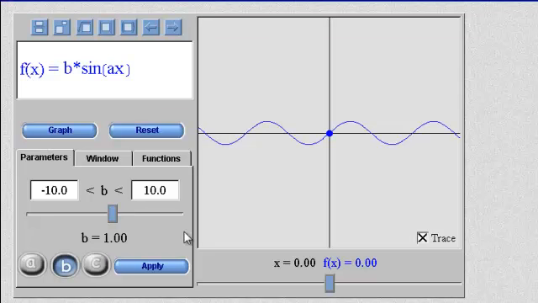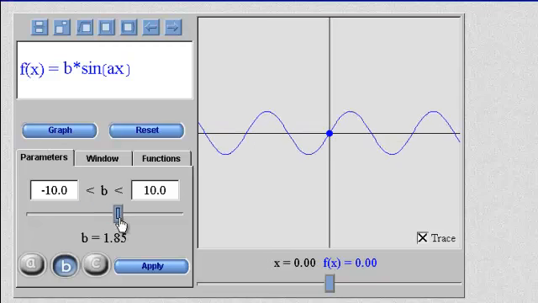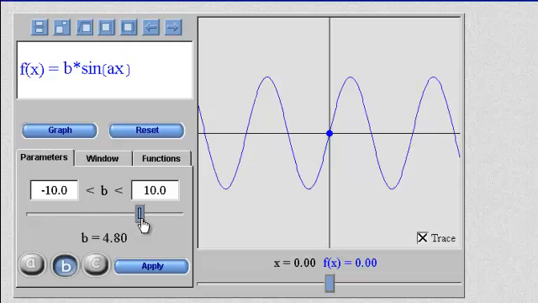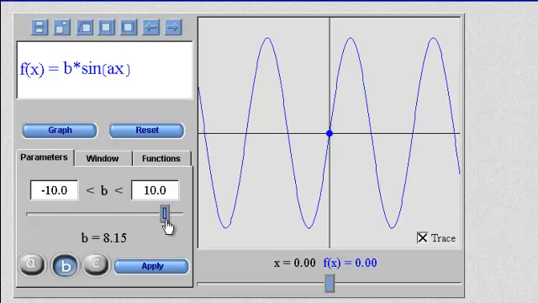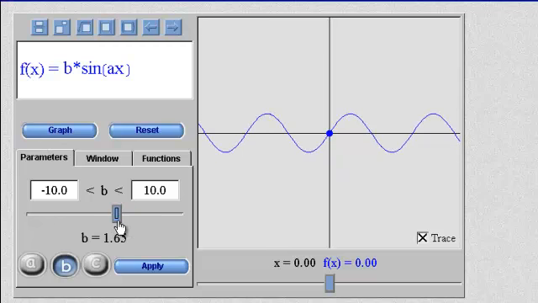Okay, this is my favorite function for showing vertical stretches and shrinks. Let's watch him reflect across the x-axis as b, which is my outside function, becomes negative. See him reflect. Now as b becomes large, there's my vertical stretch. Isn't that way cool? Then as b is less than 1, a fraction, he gets really tiny. See, he's just really tiny there, so I'll put b back on 1.